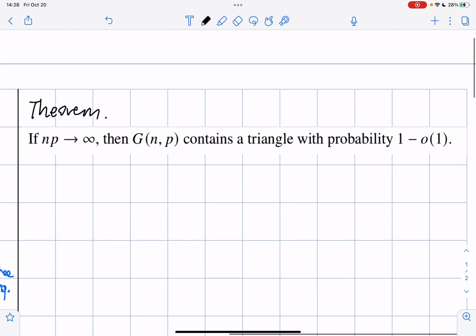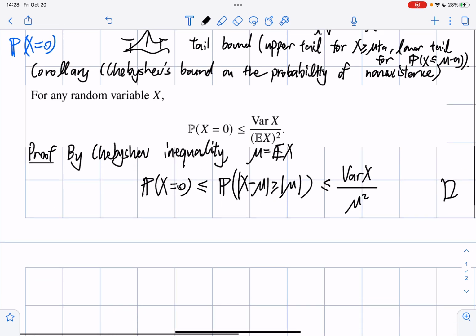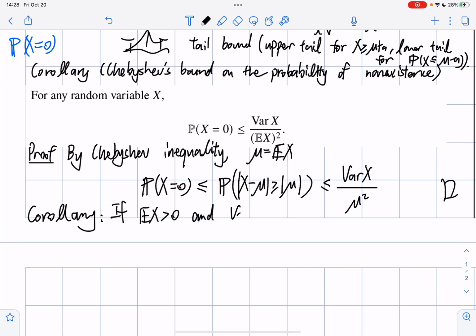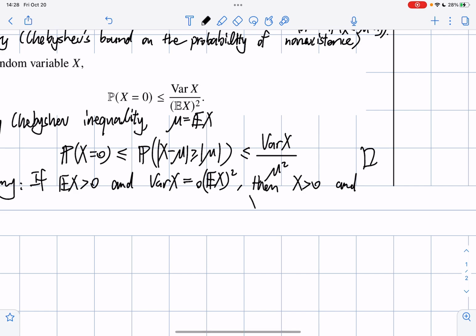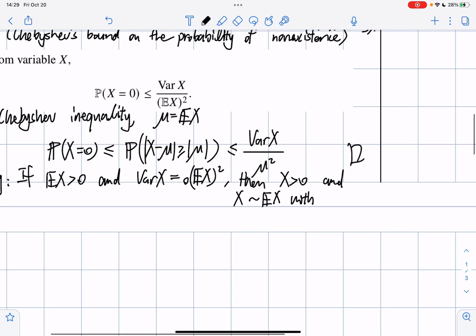And we can also have a corollary that if X has positive mean and the variance of X is asymptotically little o of the mean squared, then X is positive and X tends to its mean with probability 1 minus little o(1).